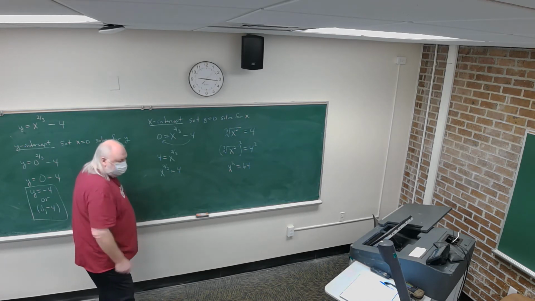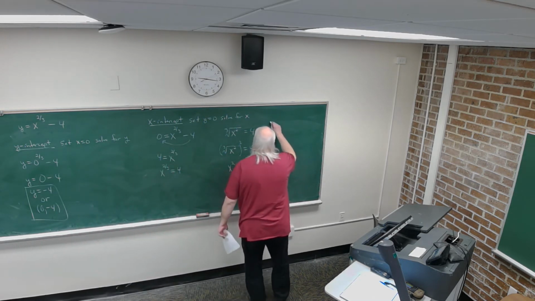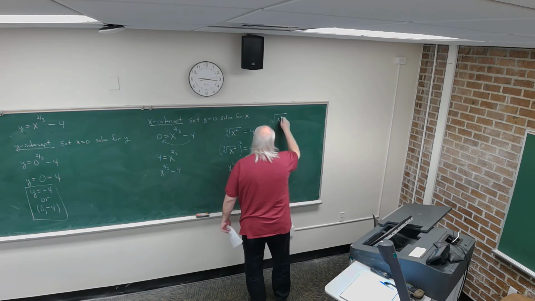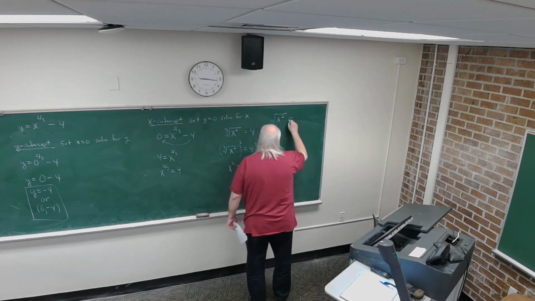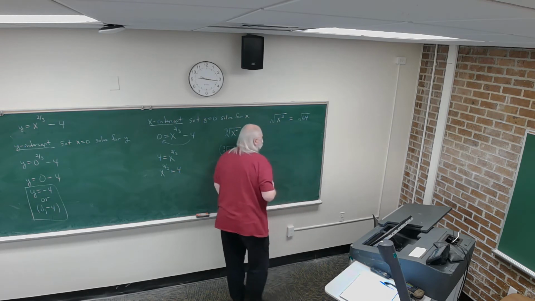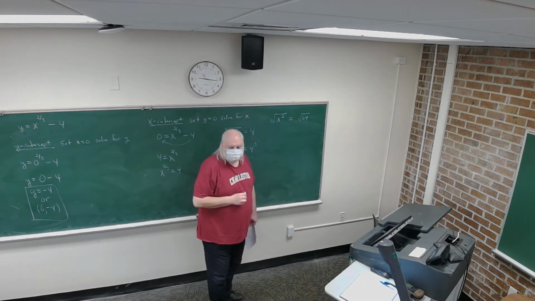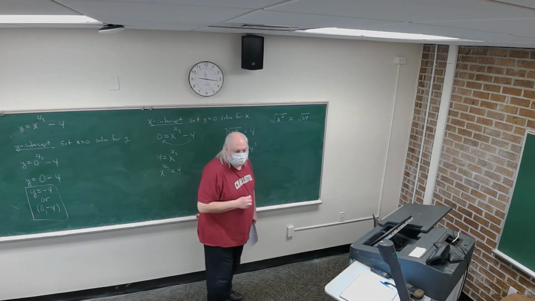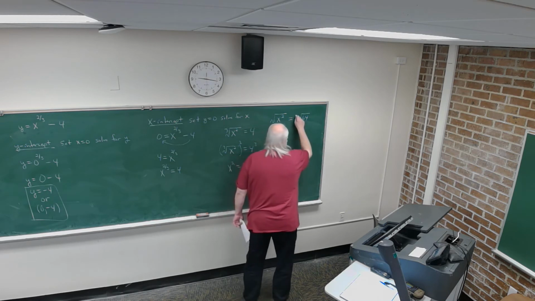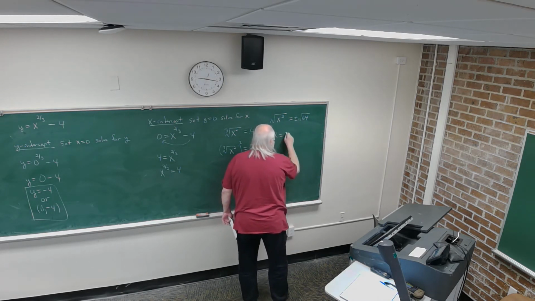And now you take the square root of both sides. And we have the square root of x squared is equal to the square root of 64. What goes in front of the square root of 64? Plus or minus. And we have x is equal to plus or minus 8.